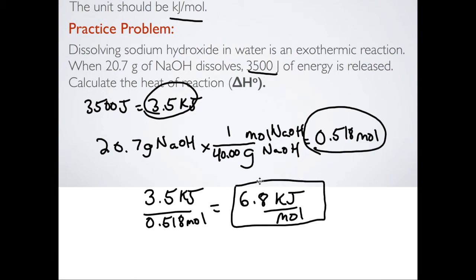Now, most of the time when you're doing these types of problems, it won't be quite this simple. I would actually not give you the joules. You would have to calculate that first. So you would be doing the Q equals mc delta T part as well. And that's what we're going to do on the next problem. We're going to kind of bring everything together.